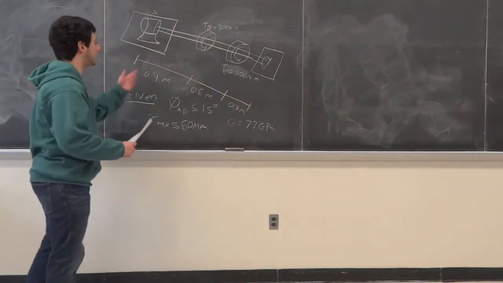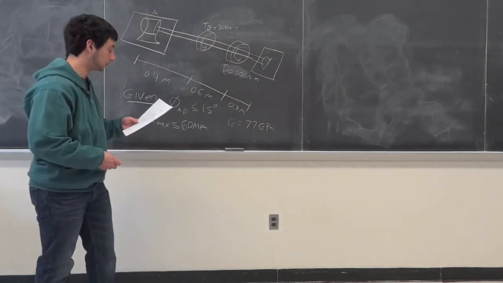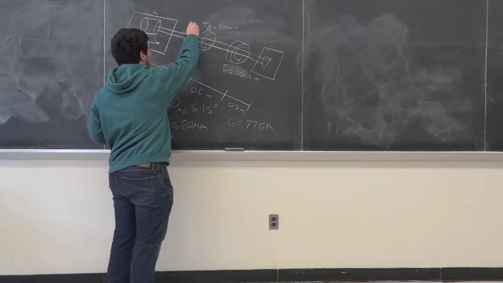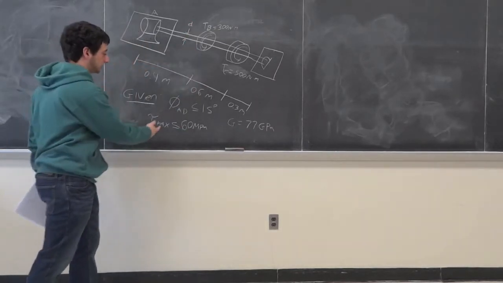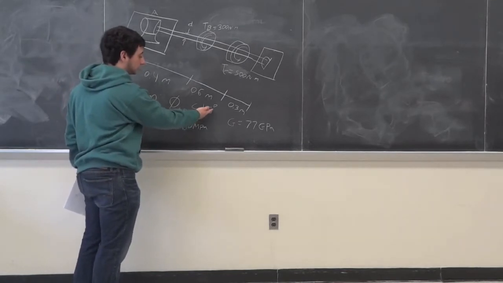Okay. So this is the first problem. They give you a motor at A, and they give you this shaft, and they ask you to find the minimum diameter. So you want to find this diameter over here. And they give you the angle of twist from A to B has to be less than 1.5 degrees.